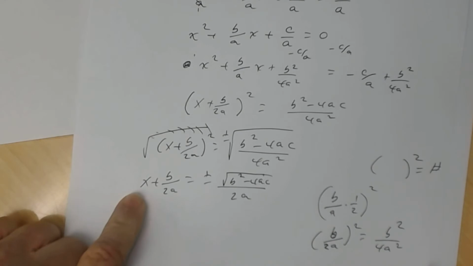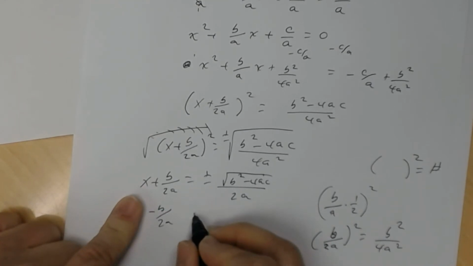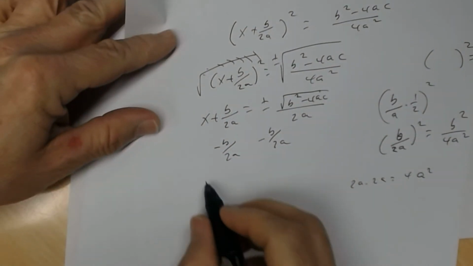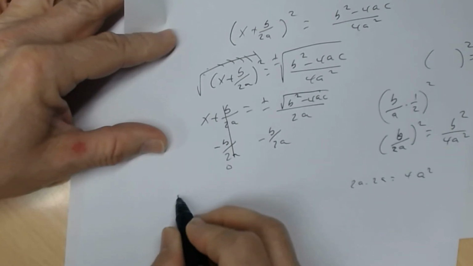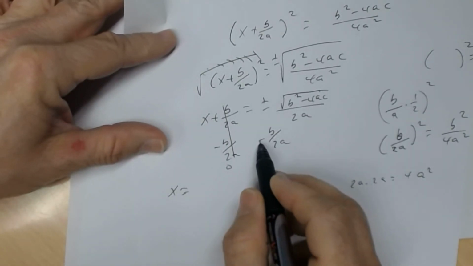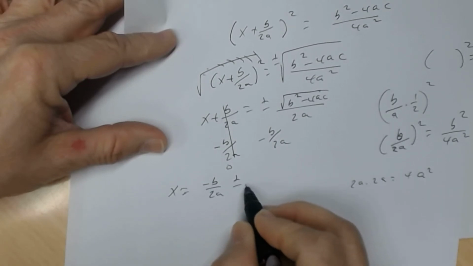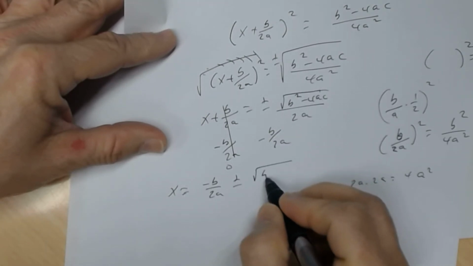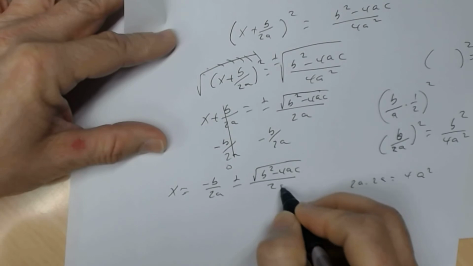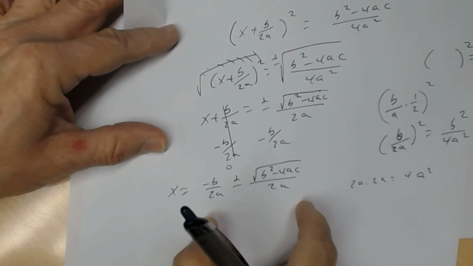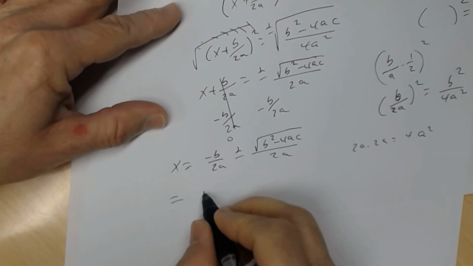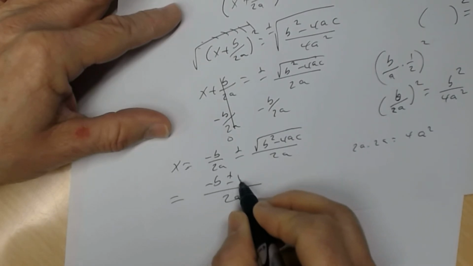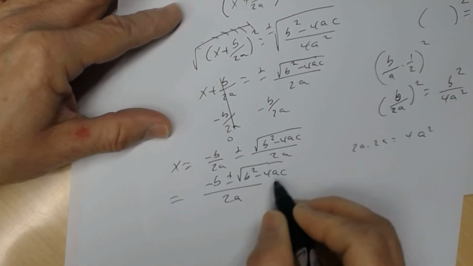Now I'm going to get x by itself. I'm going to subtract b over 2a from both sides, just like that. And now combining like terms, this is 0. I get x equal to negative b over 2a plus or minus this, plus or minus the square root of b squared minus 4ac all over 2a. Since the denominators are the same, I can write it as one fraction, with 2a as the denominator. So it becomes negative b plus or minus the square root of b squared minus 4ac, over 2a.